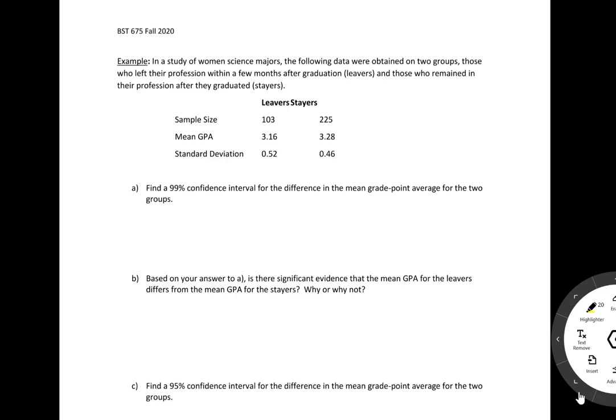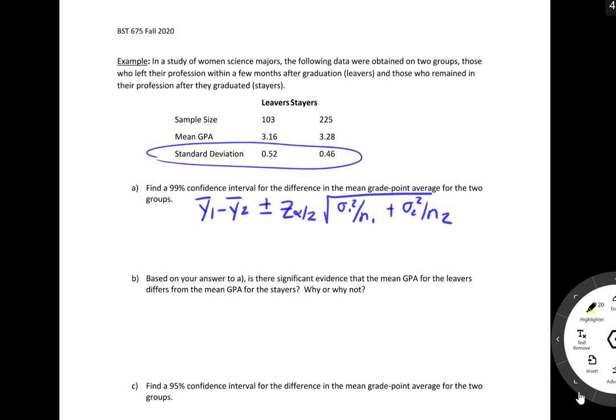So if we were going to use the format that we saw earlier, our interval would be the following. Notice here, we are going to have to estimate those sigmas with S using this information right here. Our Y bars are given here, and then our n's are going to be here. So this is going to be an approximate interval. And remember that in both cases, we need our sample size to be at least 30 to apply the central limit theorem, which we do have.